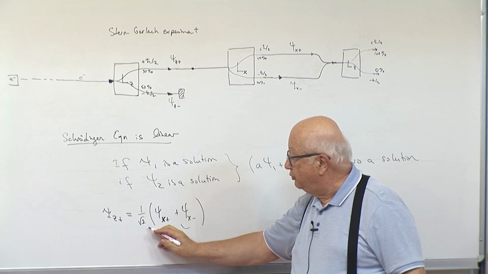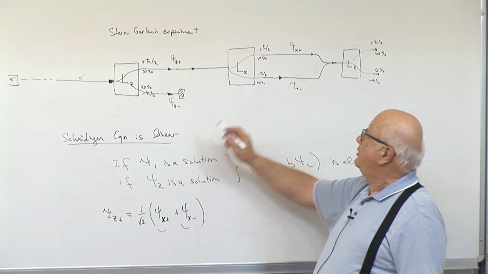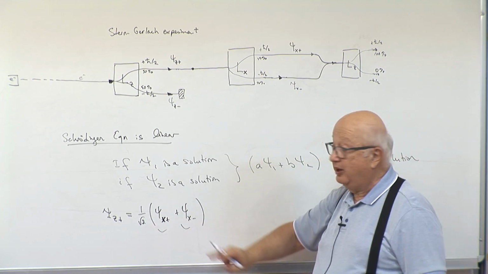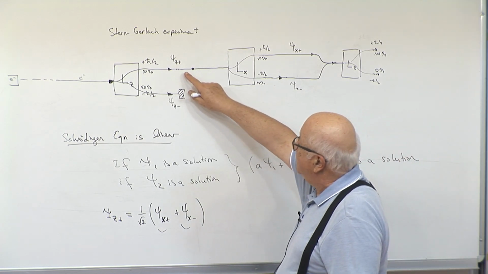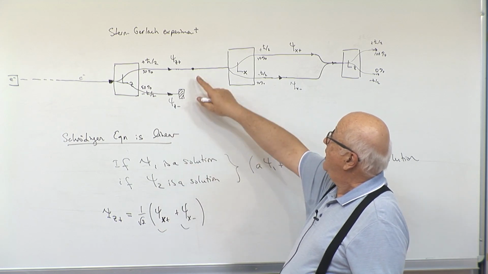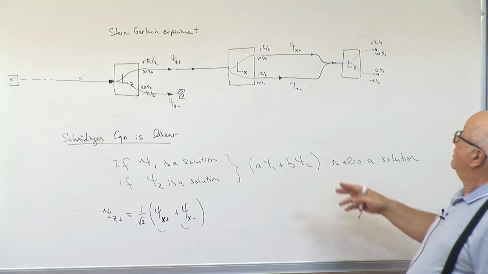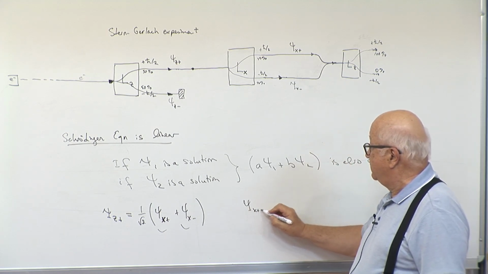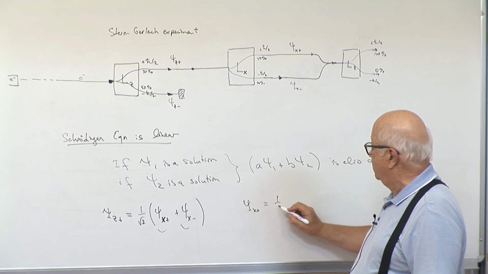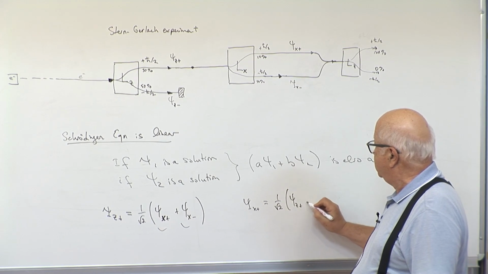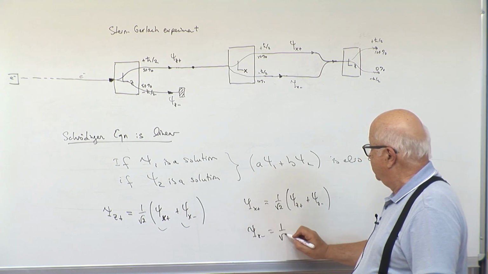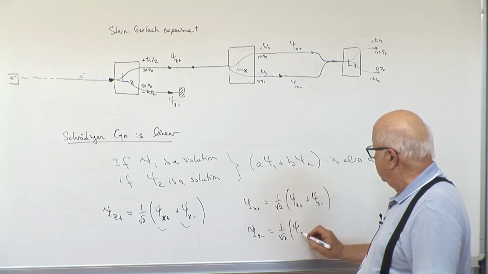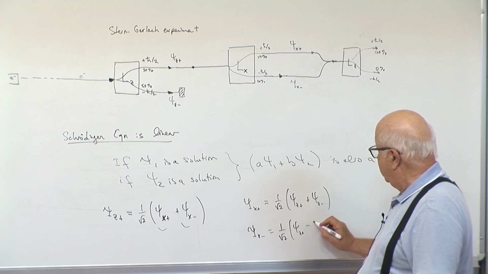Why do I need a 1 over square root of 2? Because the square magnitude of this is going to give me the probabilities, 1/2 for this one and 1/2 for that one. We are going to discuss those technical details later, but at this stage, just see that these are two wave functions added together. Similarly, psi x plus is 1 over square root of 2 times psi z plus plus psi z minus, and psi x minus is 1 over root 2 times psi z plus minus psi z minus.